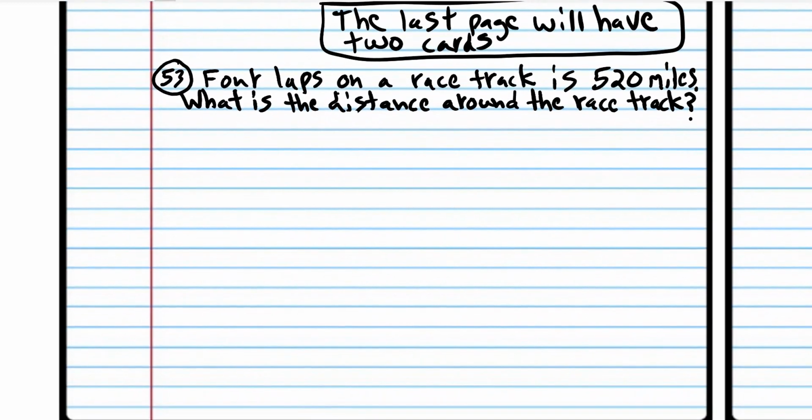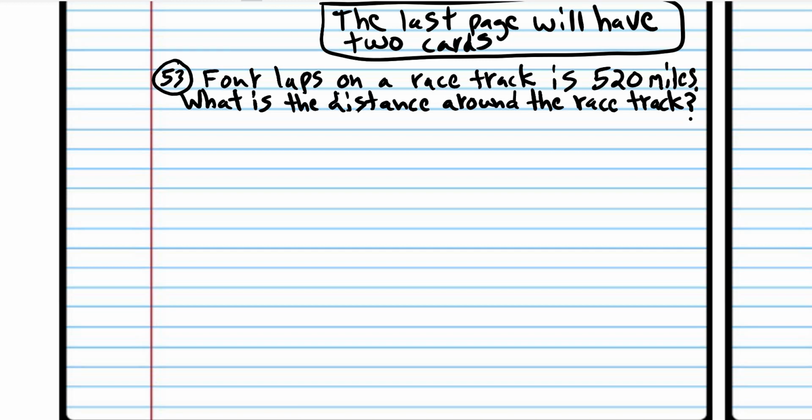4 laps on a racetrack is 520 miles. What is the distance around the racetrack? All right, so this is kind of a challenge problem because it's kind of hard to figure out what exactly they are asking. What do they mean? What is the distance around the racetrack? Well, the distance around the racetrack is just 1 lap. But they're giving us the distance for 4 laps. So we have to take the 520 miles and divide it by 4.